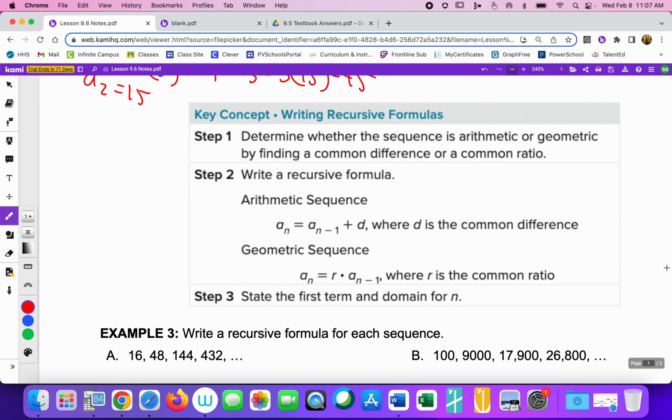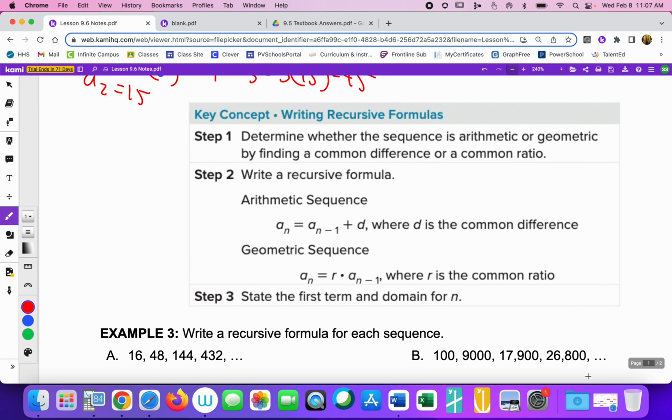Now the explicit formula we wrote at the top was a1 times r raised to the n minus 1 power. This one is entirely different. Now will I give you all the formulas on your test? Yes, but you need to know which one you're using. So this one's recursive. Okay.